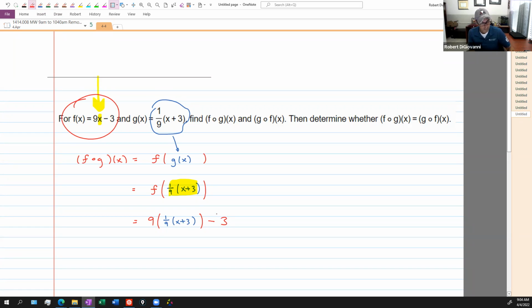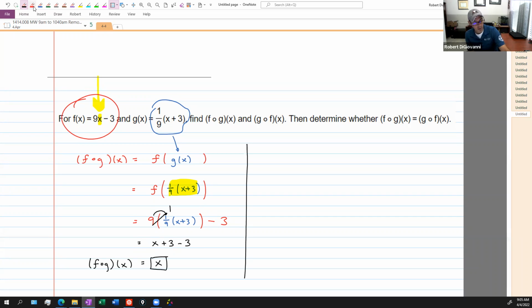All right. Now I can just do multiplication. I can just multiply this 9 times the 1/9, and they cancel out. You just get a 1. And so it's 1 times the x plus 3. So you get x plus 3. You don't need the parentheses anymore. And then you subtract 3. And that just gives you x. So in other words, f of g of x is equal to x. So we're halfway done.